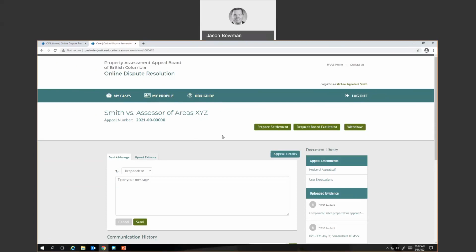All right, so the next line down, we've got the three key buttons that will come in a little later. The first one is to prepare settlement. And again, this is something that normally BC Assessment would initiate. As I mentioned, either party can request a board facilitator at any time. And then finally, the withdraw button. And note to BC Assessment that you will not have access to this button because the withdraw is normally something that the property owner would initiate. So only the property owners would have the withdraw button.